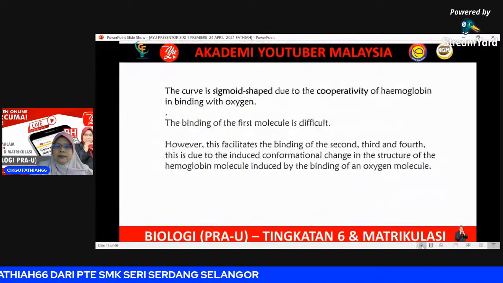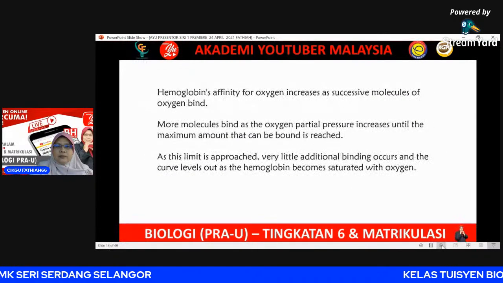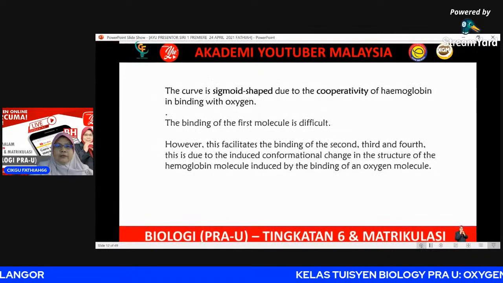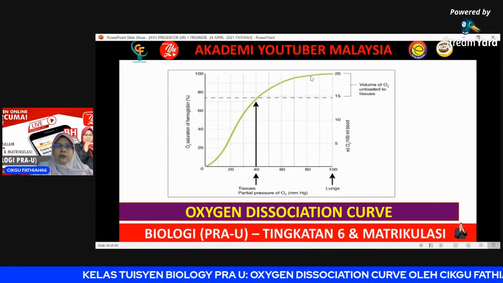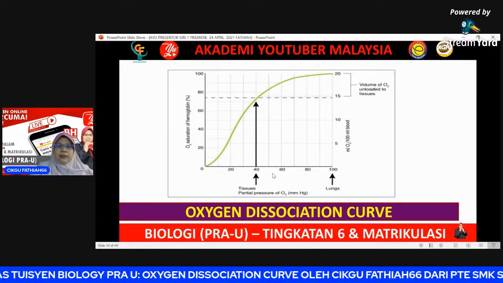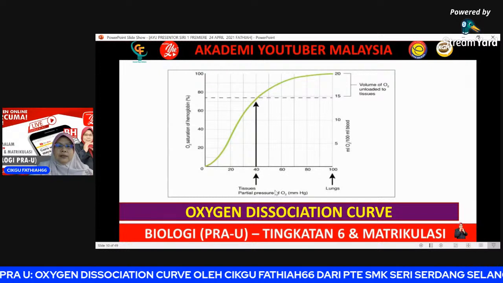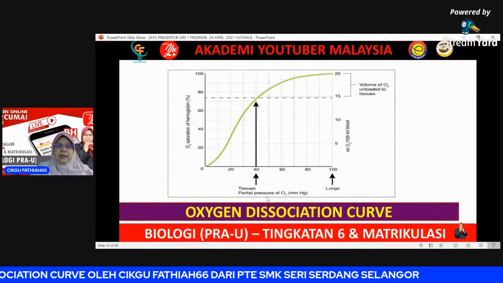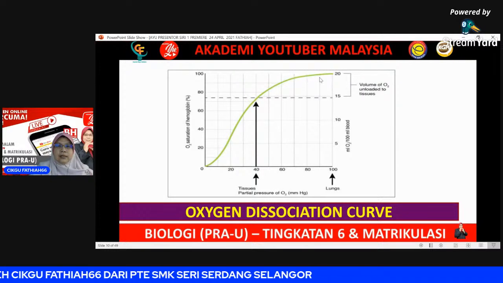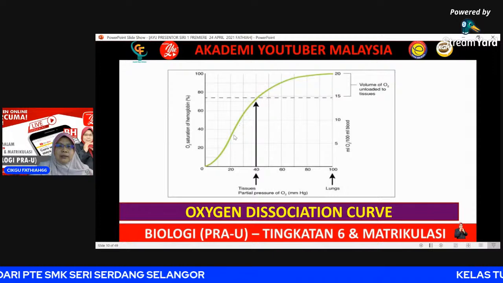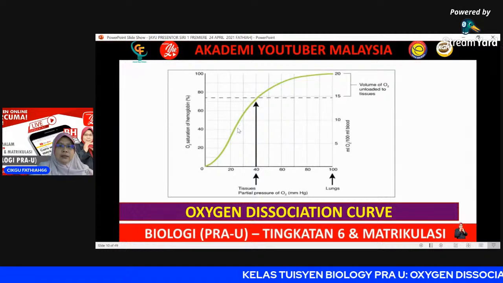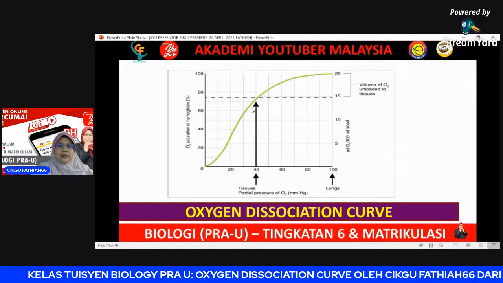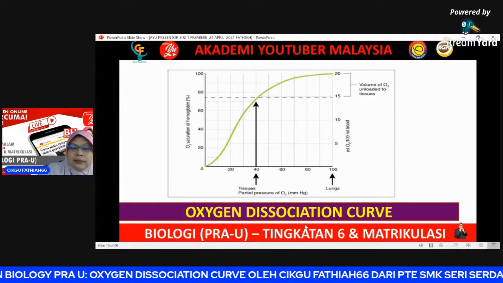We check here the graph. This is the loading area. In the loading area, the hemoglobin has a very high affinity toward oxygen when the partial pressure of oxygen is high. In the unloading area, the affinity of hemoglobin for oxygen is low, at the condition where the partial pressure of oxygen is low, or decreases.